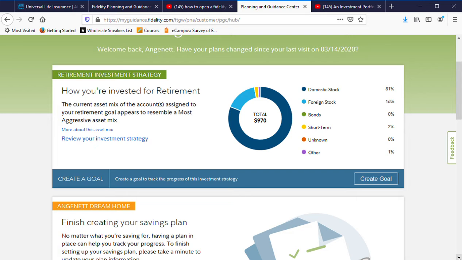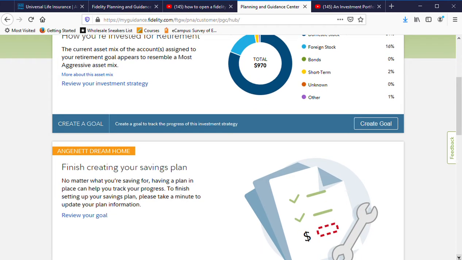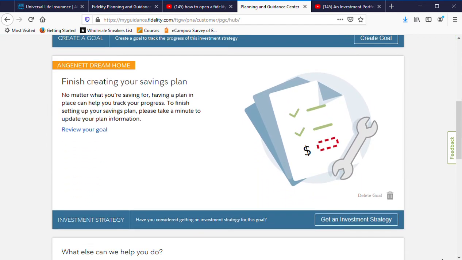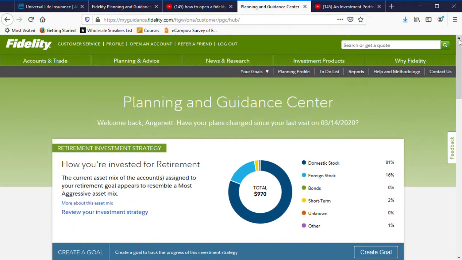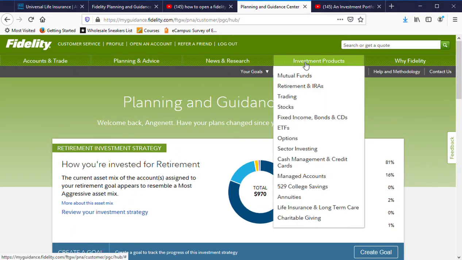But I just wanted to make sure you understand you need to create your goals first, and you need to create an investment strategy first. So you're going to go to investment strategy, and then you're going to get an investment strategy. Once you get that, then you can choose the types of stocks and bonds and mutual funds and things like that that you would like to invest in. Also, I wanted to go to investment products. You're going to click on investment products.